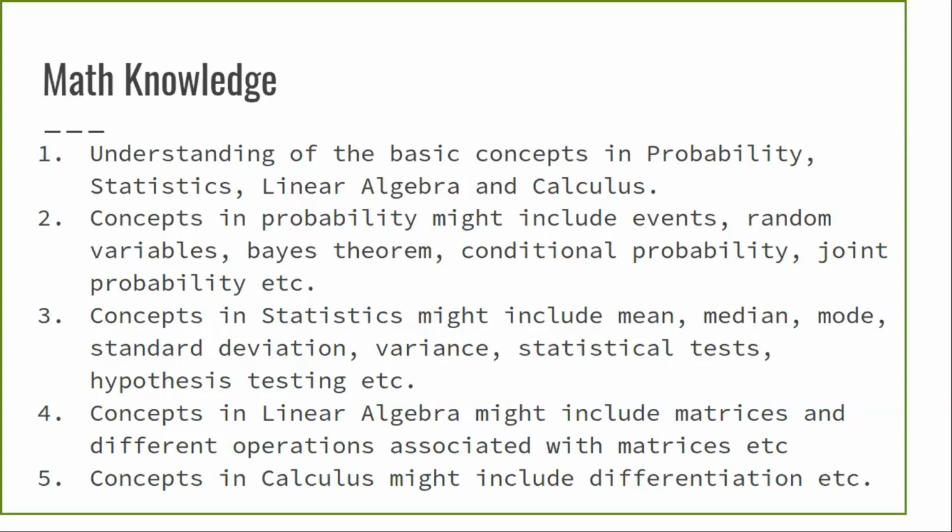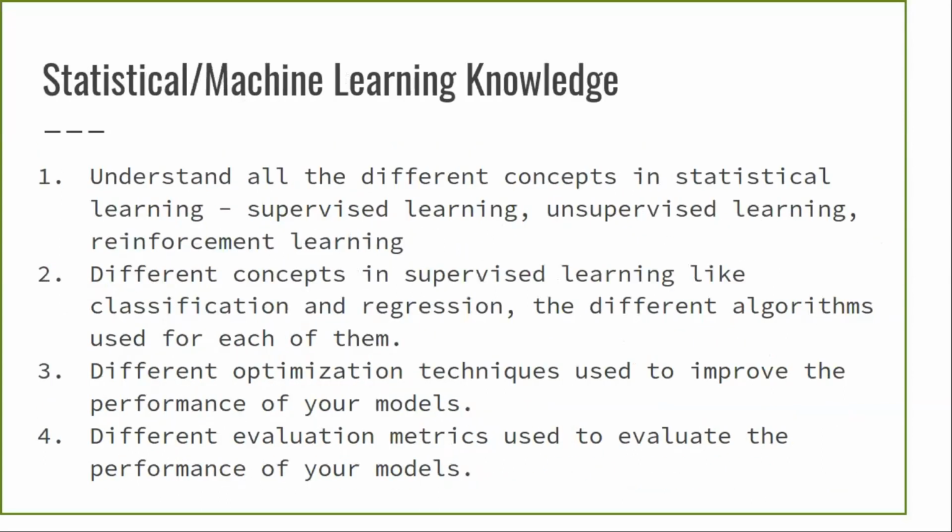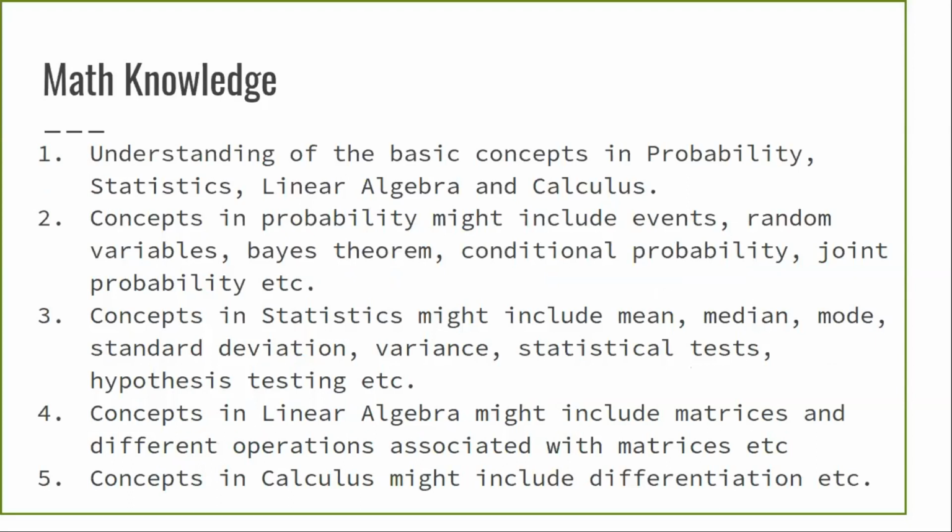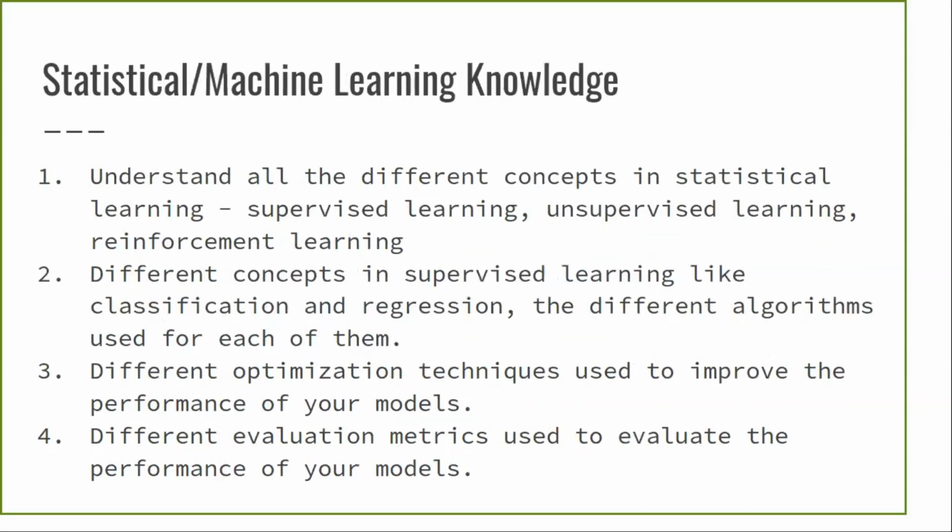So I have put math knowledge and statistical and machine learning knowledge as separate because this is an entire topic in itself. Math knowledge is more geared towards probability, statistics, linear algebra, and calculus. This is coming from math. And then one branch of statistics is statistical learning or machine learning. And this itself is huge.